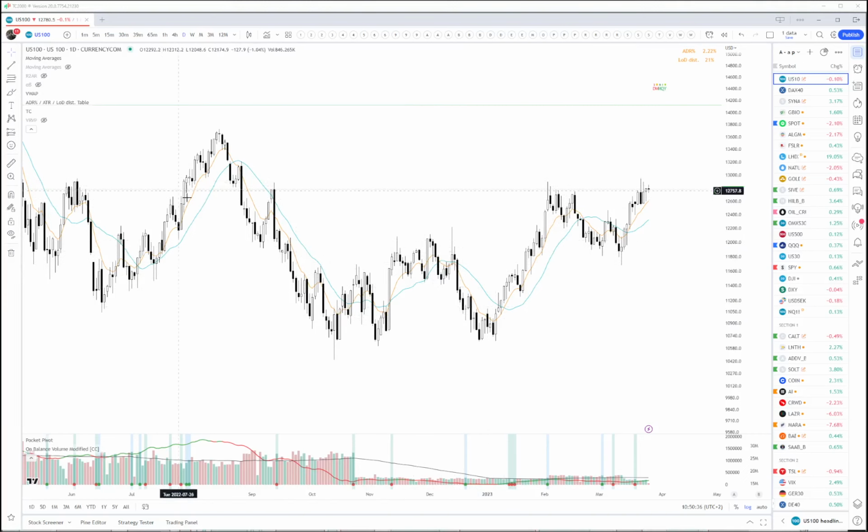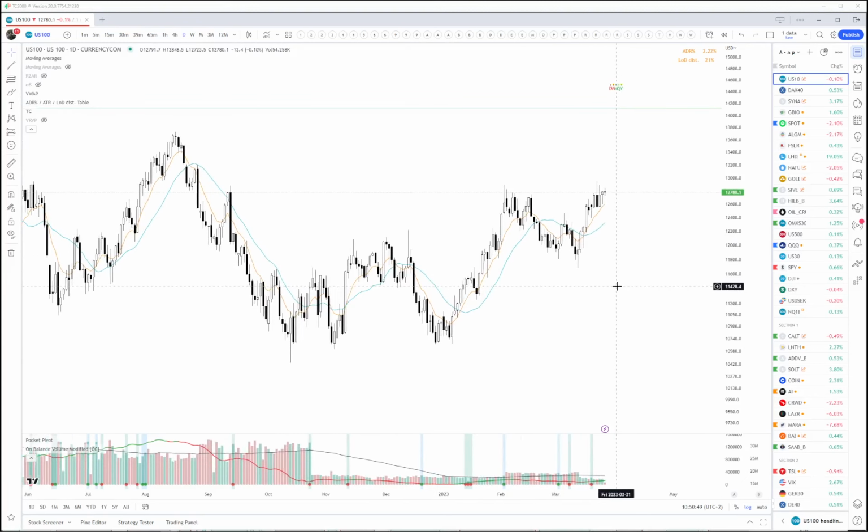And break of structure, this is classic Wyckoff, right? We have a triple bottom with a retest of the previous high here. So that's a super strong move.